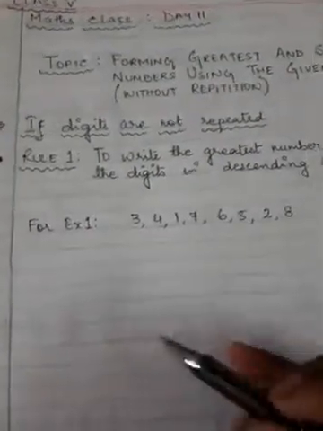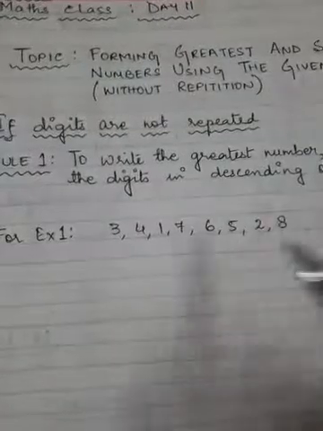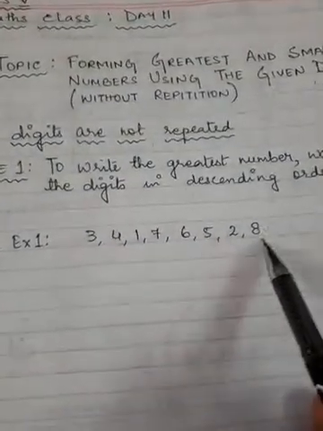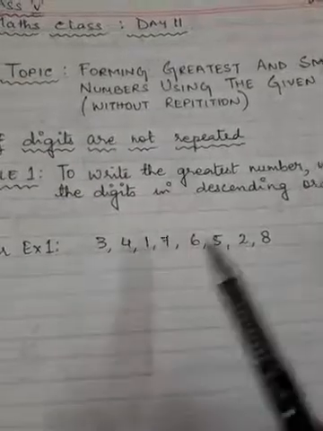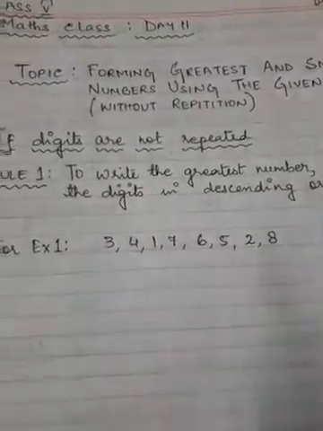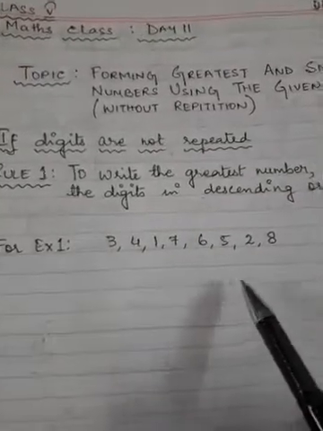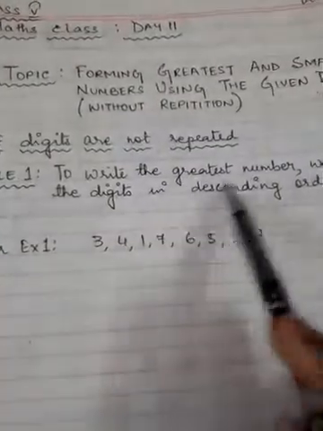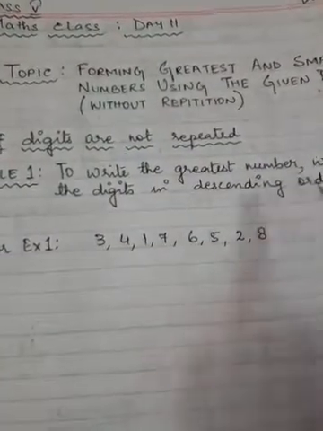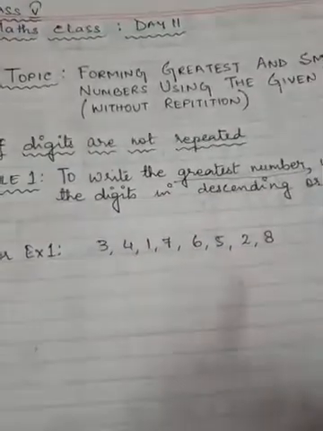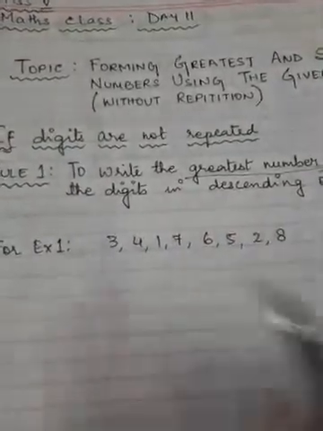Now here is an example where you have 3, 4, 1, 7, 6, 5, 2, 8. How many digits are there here? 1, 2, 3, 4, 5, 6, 7, 8. So there are 8 digits here. You have to use these 8 digits to form the greatest number.